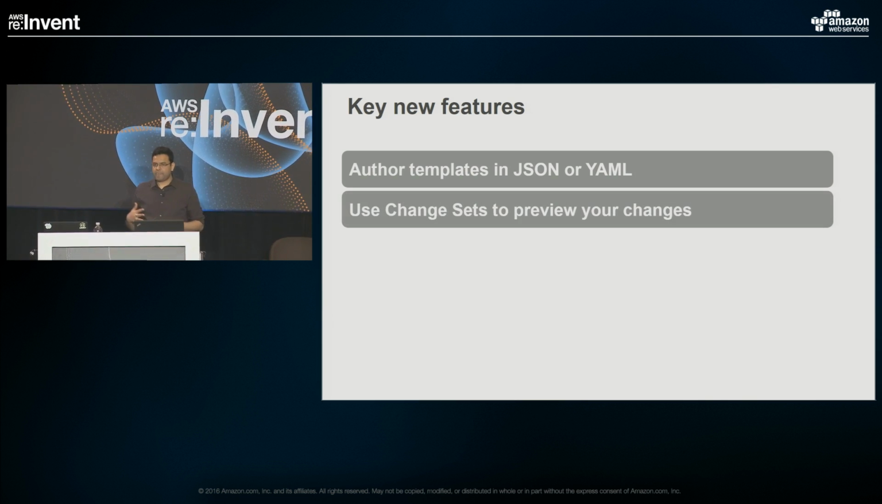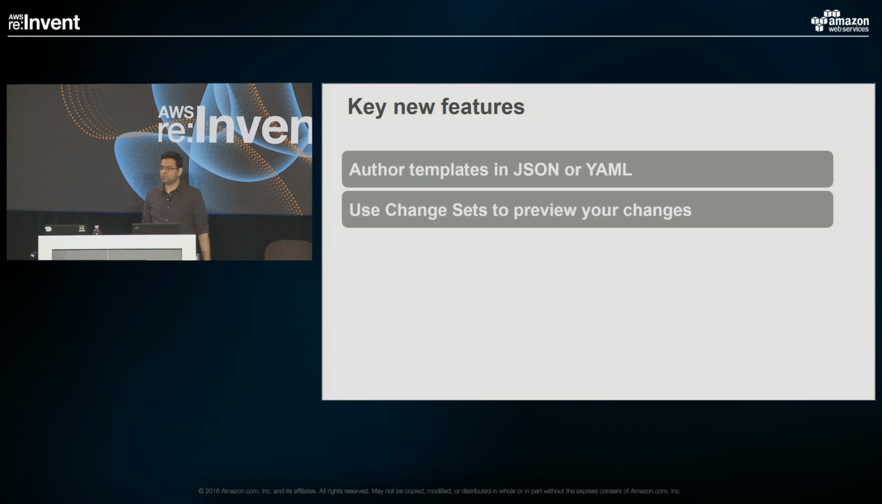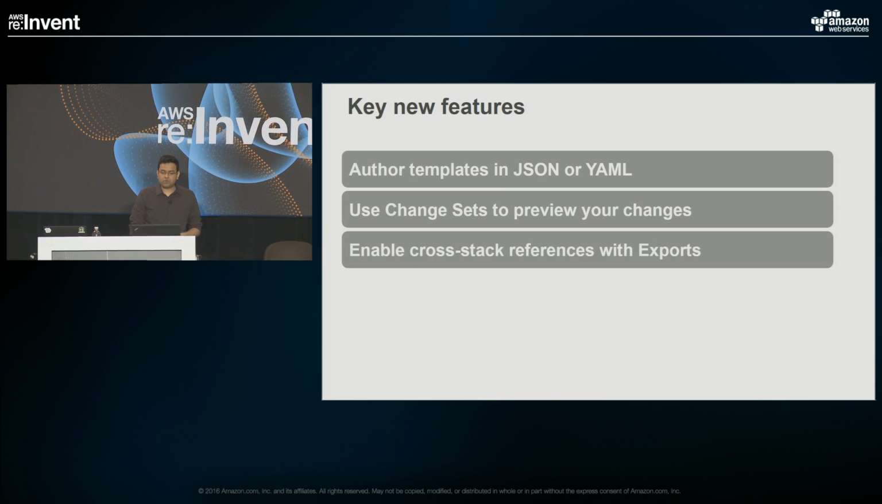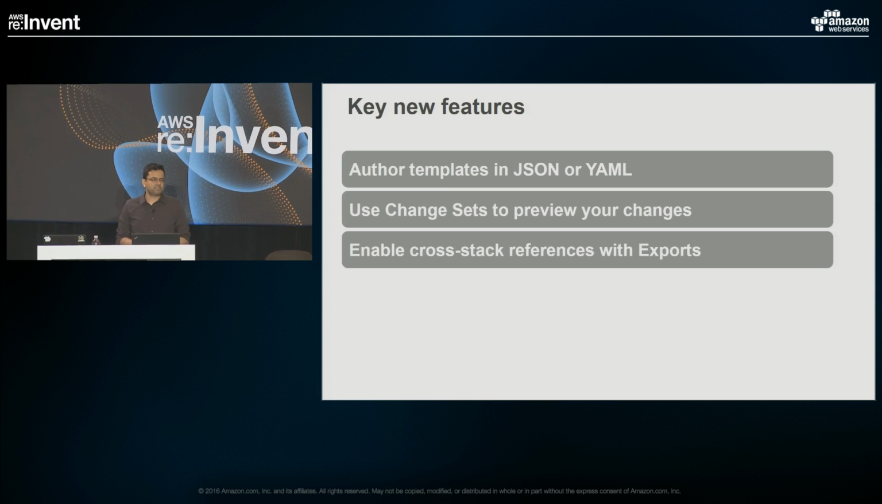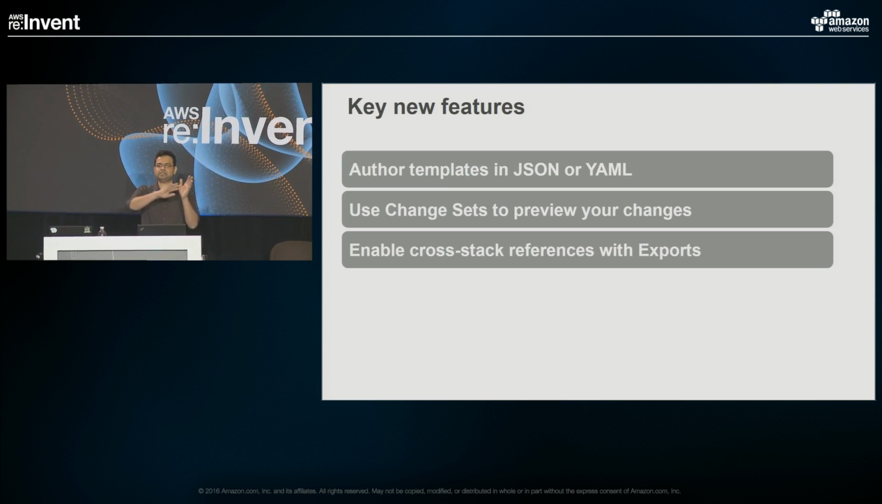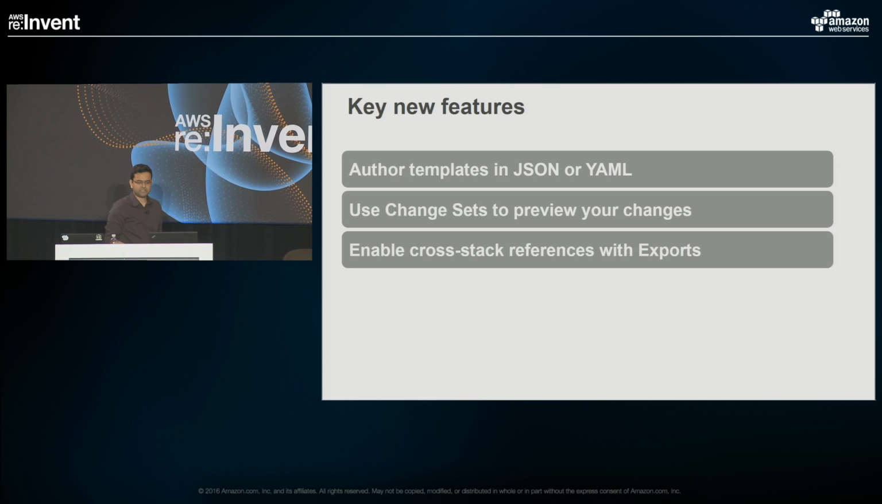The second was the ability to preview changes before you actually deploy them. Earlier this year, we launched a feature called change sets. A couple of months ago, we launched a feature called cross-stack references. It allows you to flow your configuration values from one independent stack to another independent stack without worrying about nesting or writing custom resources.